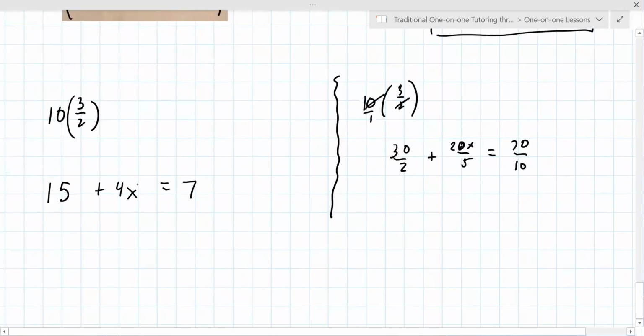Now we had a long conversation here, but how do you solve this equation on the left? You bring the 15 over to the right, so subtract 15. 4x equals -8, and then x equals -2. Very good.